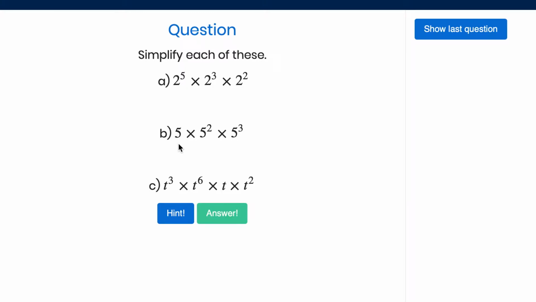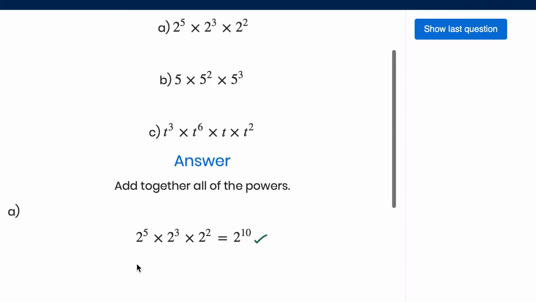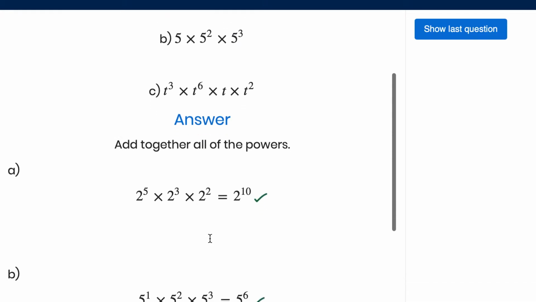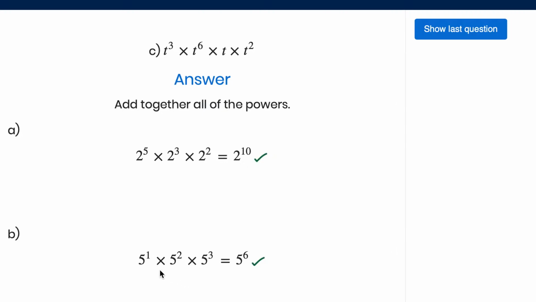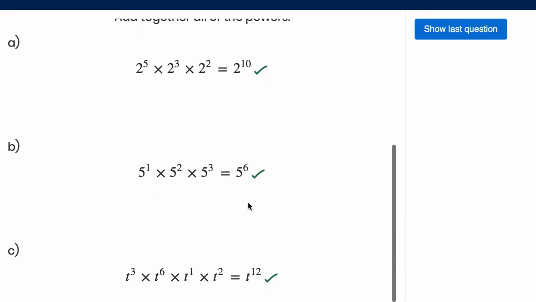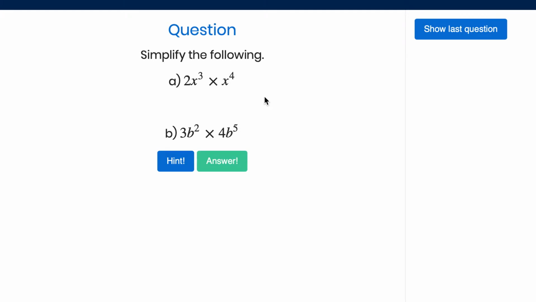Okay, so here are the answers, and again we just add all the powers together. So for part A it's 2 to the power of 10, and that's because 5 plus 3 plus 2 is equal to 10. B is 5 to the power of 6, because 5 on its own is 5 to the power of 1, and then 1 plus 2 plus 3 is equal to 6. Finally, for part C we've got t to the power of 12, that's because 3 plus 6 plus 1, because we had t on its own, so t is equal to t to the 1, plus 2 is equal to 12.